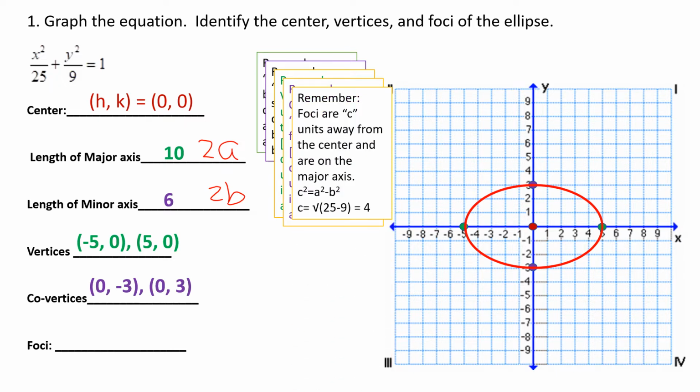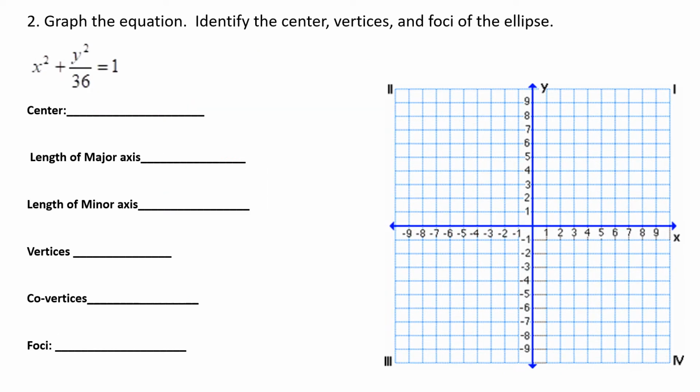We still need to find the foci. The foci are c units away from the center. They're always on the major axis. And we need to remember the equation that relates a, b, and c. So c squared is equal to a squared minus b squared. In this case, c is 4. So from the center of the ellipse, I count 4 units to the left, 4 units to the right, and I plot the foci of the ellipse. So again, this is a horizontal ellipse. In other words, the major axis is horizontal because the a squared is under the x squared term.